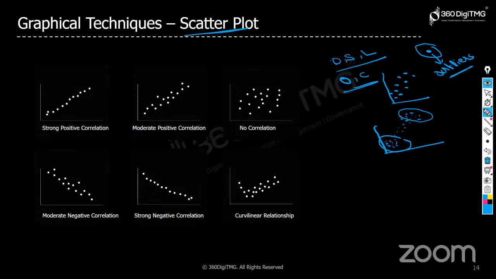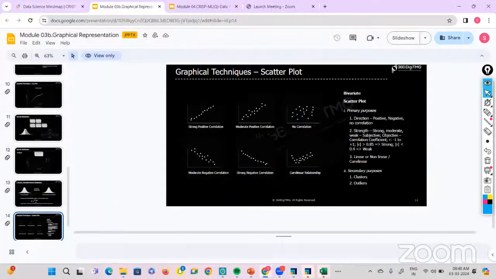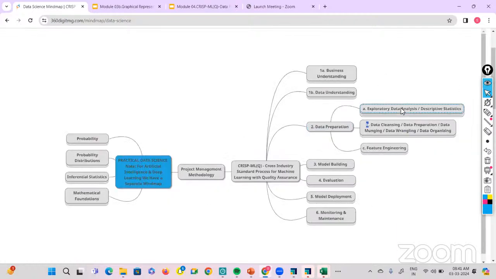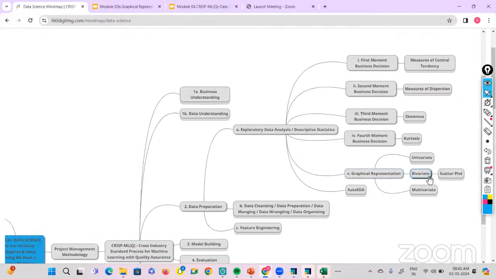Now let's check the mind map and see what is present there. We have discussed the univariate plots, which are bar plot, histogram, box plot, and density plot. We have also seen the QQ plot. And coming to the bivariate plots, you have the scatter plot. So under data preparation and exploratory data analysis, graphical representation, bivariate, we have the scatter plot. What is the purpose of the scatter plot? Let's see in this mind map.